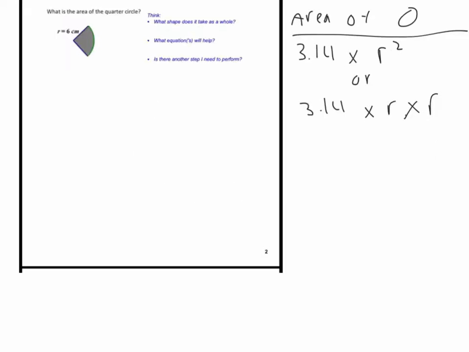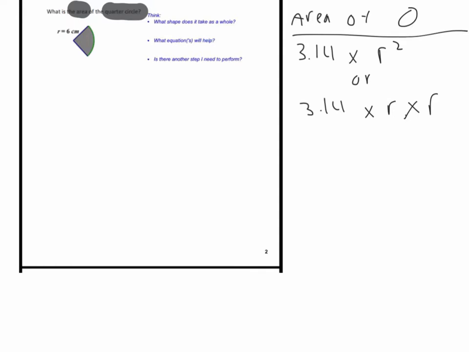Okay, so here's the second problem in your notes. This will be the second slide on your note page. So here again it says, if we read the problem carefully, what is the area of the quarter circle? We should do some annotating here. So what is the area, okay, of the quarter circle? Okay, so we're trying to find the area of a quarter circle.